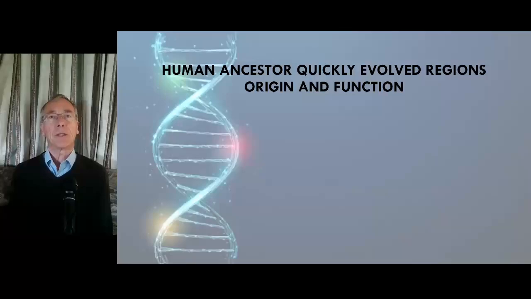So let's think about the origin and function of these human ancestor quickly evolved regions. They have been identified again by comparative genomics and counting unusually large numbers of differences in short sections of DNA. So evolutionists say that this is because of extremely fast mutation rates. Now we have as many as 29 mutations in any one HAQER.